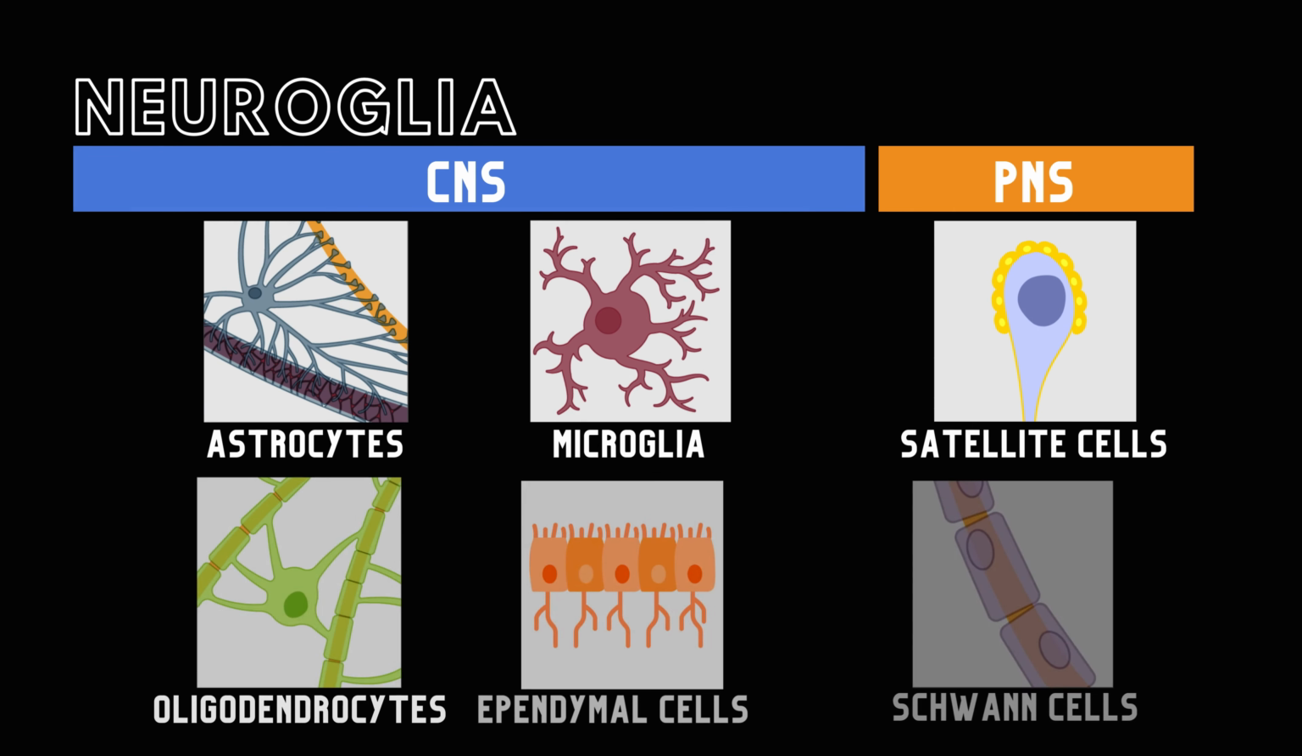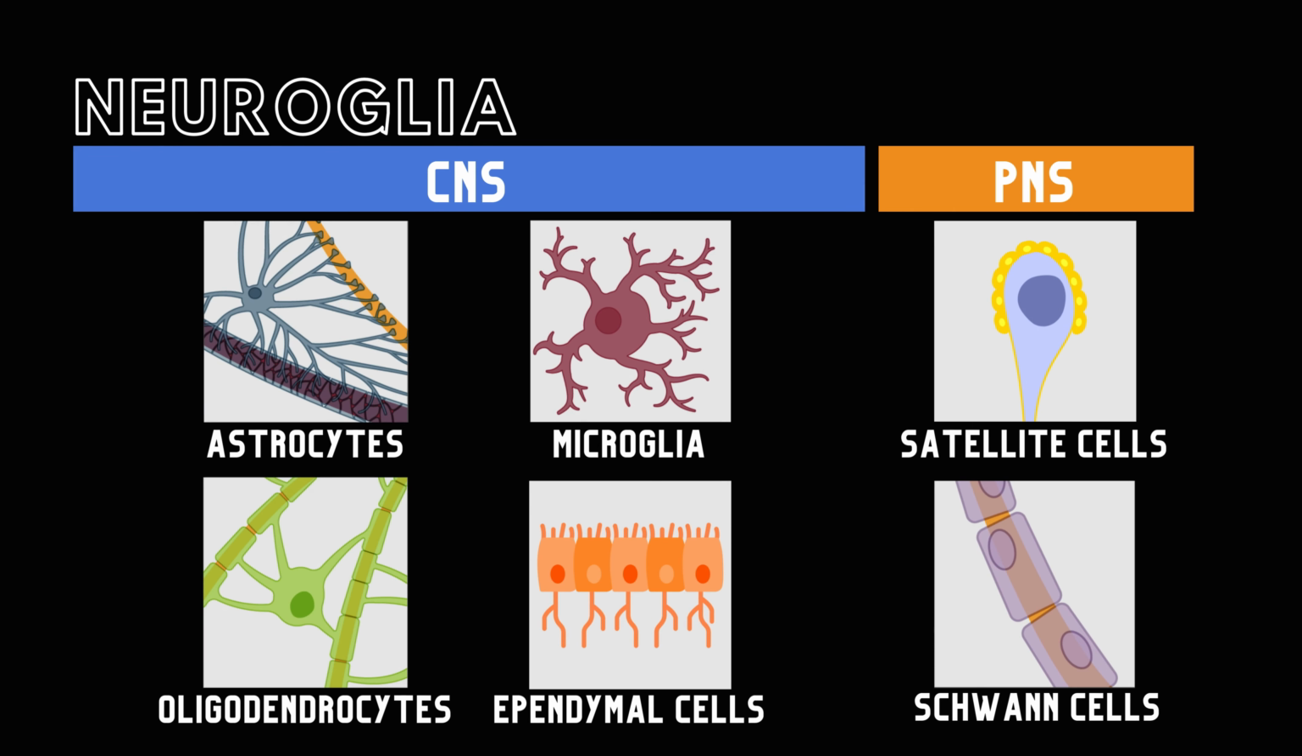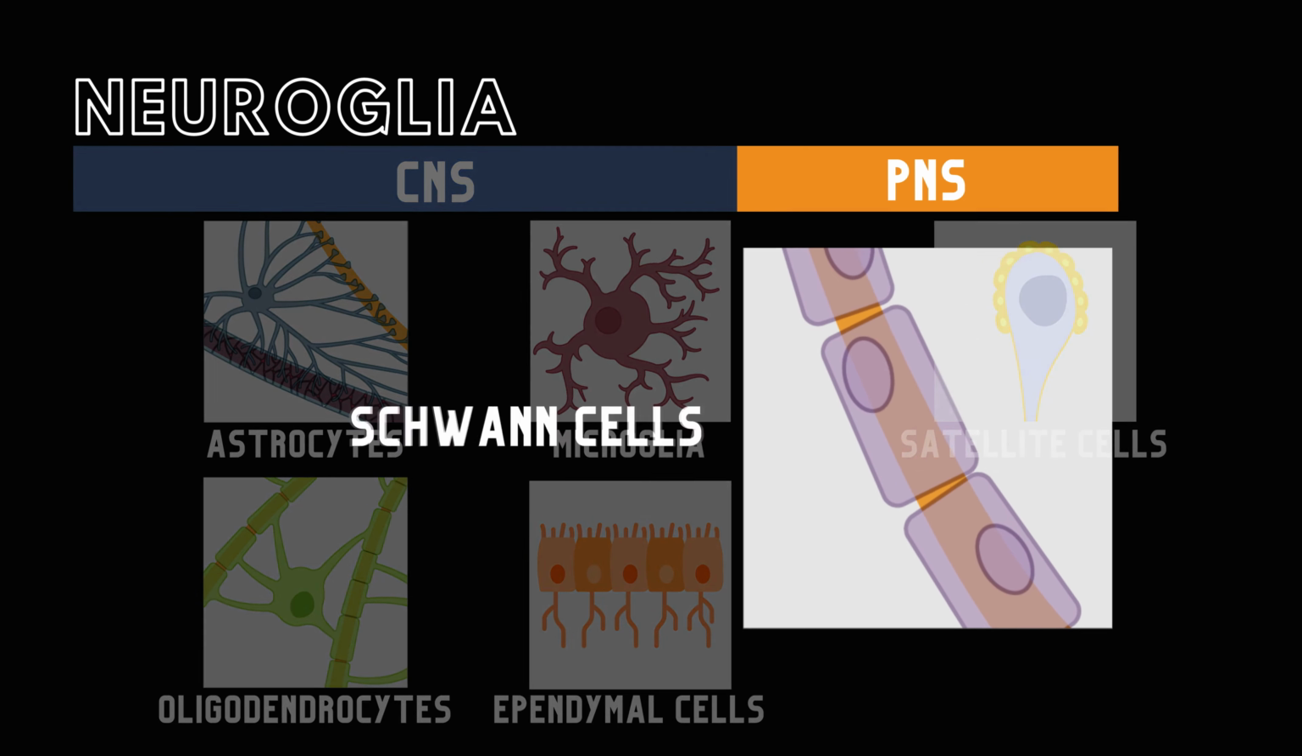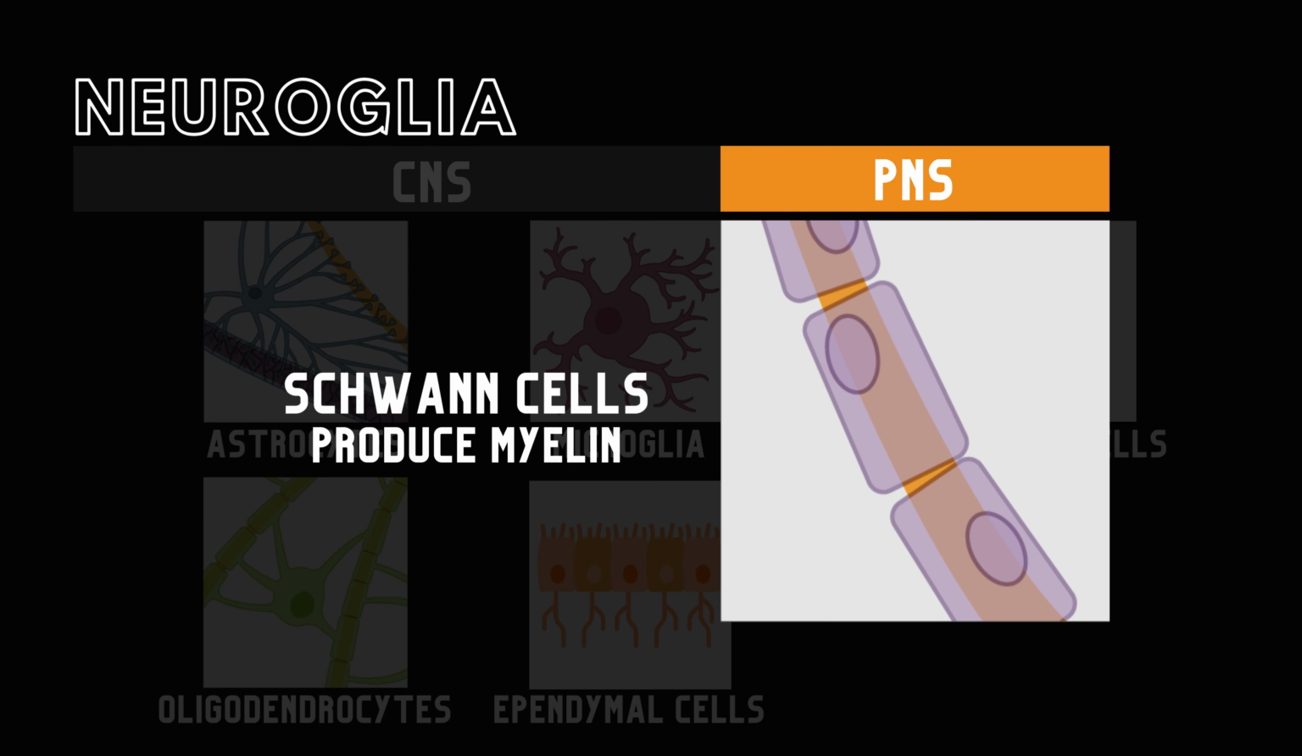Surrounding the neurons in the PNS and CNS are helper cells called neuroglia. Different types of neuroglia perform different specialized functions for each part of the nervous system. For example, in the CNS, oligodendrocytes produce a fatty substance called myelin. In the PNS, Schwann cells produce the same fatty substance for the peripheral nerves.